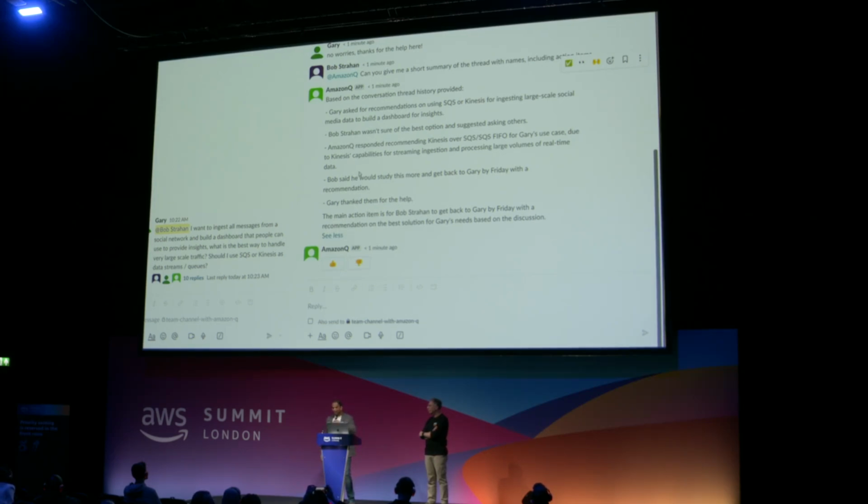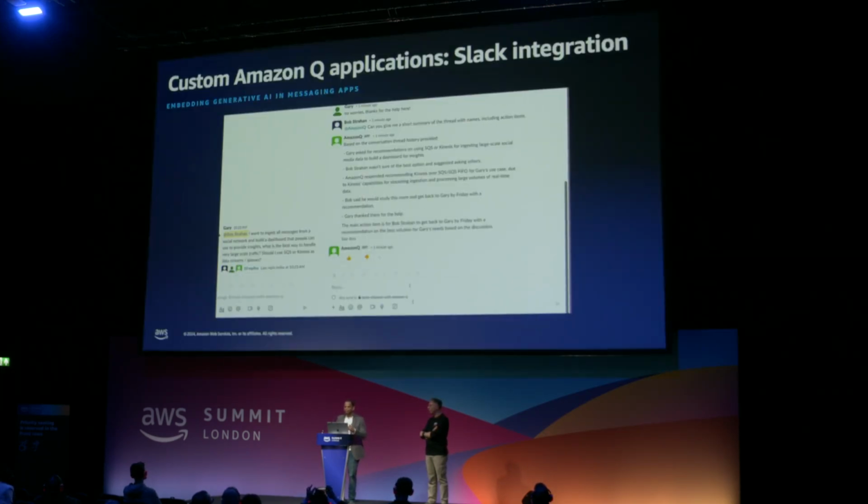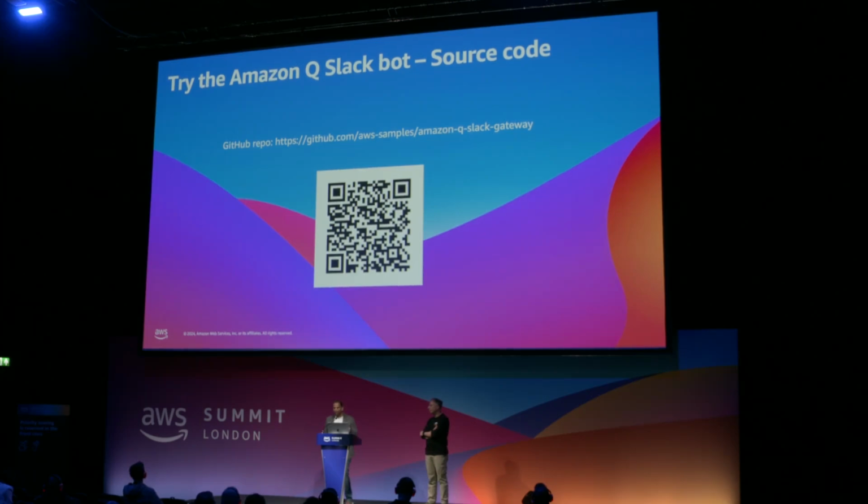And then Gary and Bob can continue the chat, and they can ask Amazon Q at the end to summarize it and even take next steps as an action. If needed, they can even go ahead and create a Jira ticket out of it. If you would like to give it a try, we do have the source code available on AWS Samples GitHub. You should be able to easily search for it. Just search for Amazon Q Slack Gateway, or we have the QR code here.